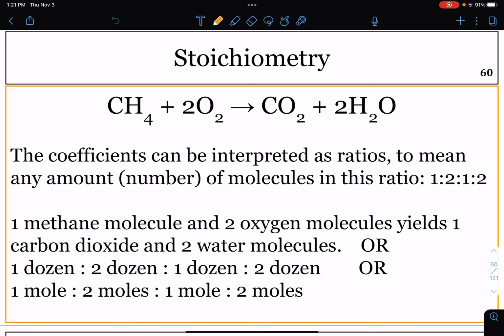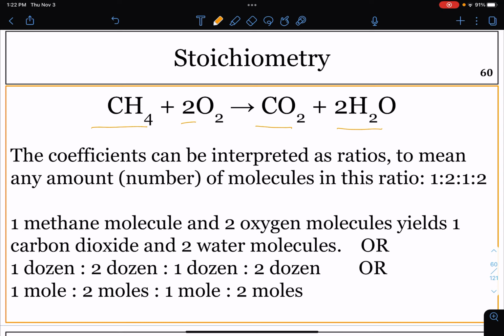Looking at this example here, we can see the ratio from left to right is 1 to 2 to 1 to 2. For every 1 molecule of CH4, 2 molecules of O2 are needed to react, and this will create 1 mole of CO2 and 2 moles of H2O. If there were 1 dozen molecules of CH4, then 2 dozen molecules of O2 would be needed, and this would produce 1 dozen molecules of CO2 and 2 dozen molecules of H2O.